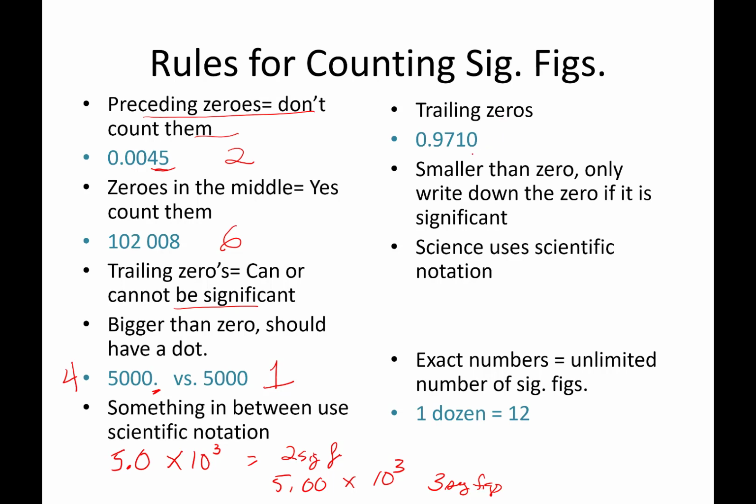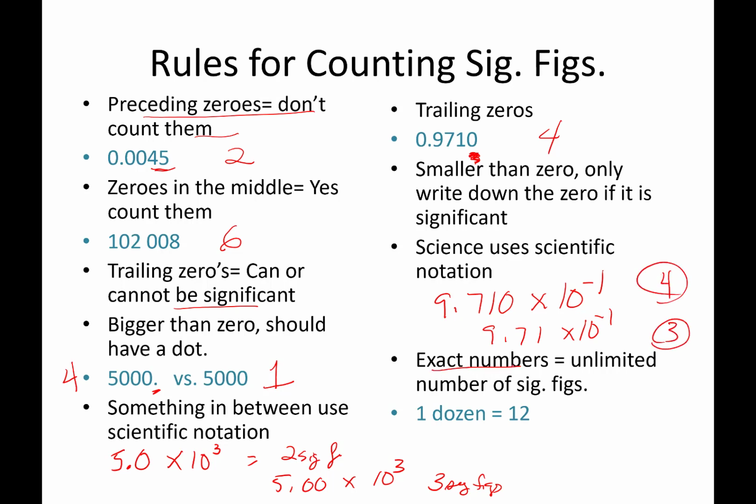Trailing zeros. If you're going to write it down and it is smaller than 0 and it's going to be at the very back end, only write it down if it is significant. So that would be 4 sig figs. And again, scientific notation is useful. So this would be 9.710 times 10 to the negative first if there were 4 sig figs, or 9.71 times 10 to the negative first if there were 3 sig figs. And exact numbers, like counting numbers, 1 dozen is 12, unlimited number of sig figs.